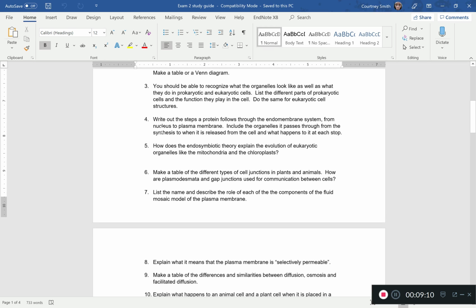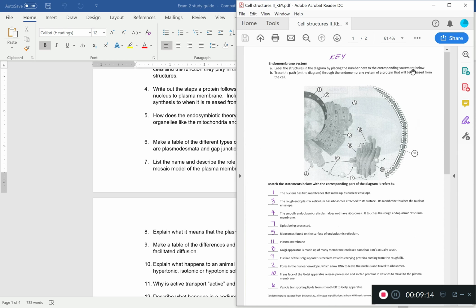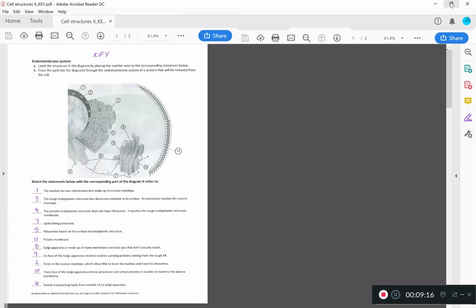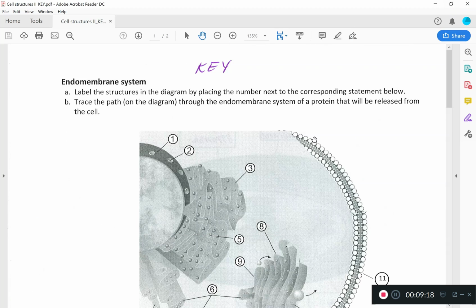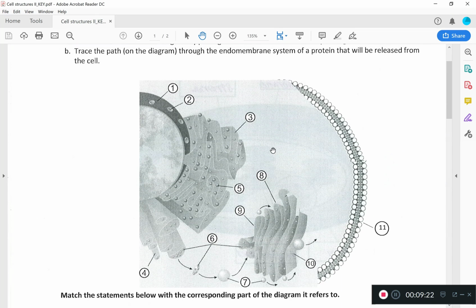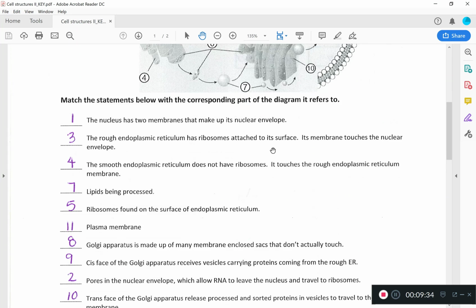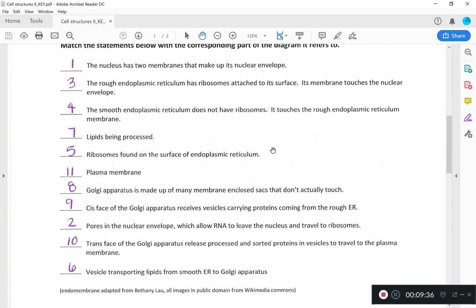So number 4 is also another worksheet that we did in class. So that is this worksheet. So let me make it bigger. So in this worksheet, what we did is that we talked about the pathway, or the steps, by which a protein was made. I'm sorry. So definitely be able to go over this and be able to put these in stepwise.